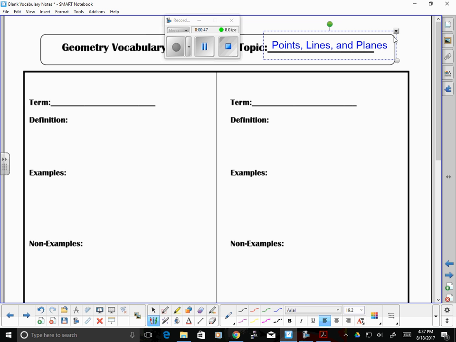If you don't have those sheets, make sure you pause right now and get everybody one of those sheets and something to write with. Okay, so here we go.